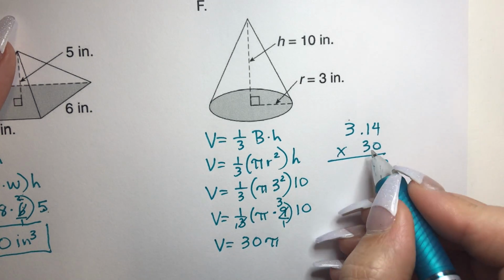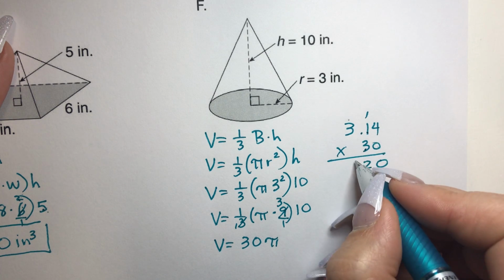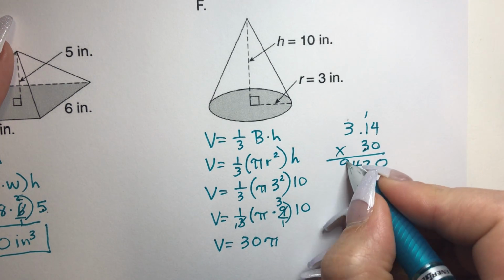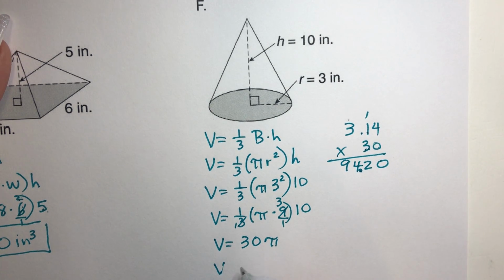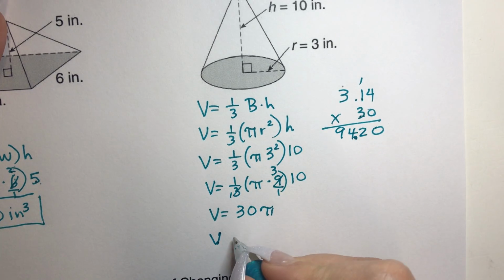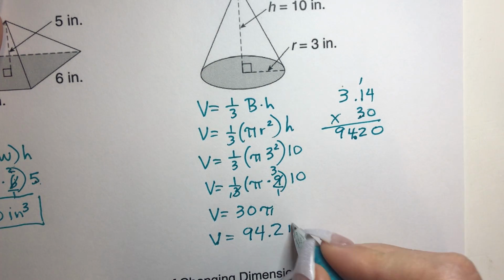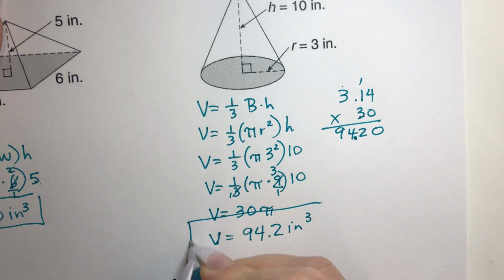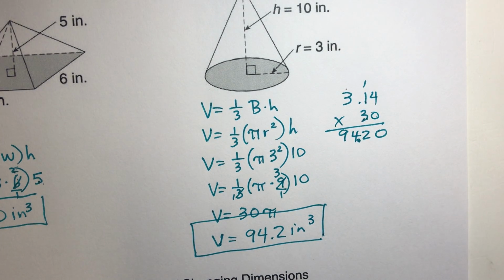Okay, that 0 is just going to be 0. 3 times 4 is 12. Write the 2, carry the 1. 3 times 1 is 3, plus 1 is 4. 3 times 3 is 9. 2 decimal places there, so you have 2 decimal places here. So that means the volume is equal to 94.2 inches cubed. And if you got that right, you did a wonderful job, and I'll see you in a little bit for the next example.